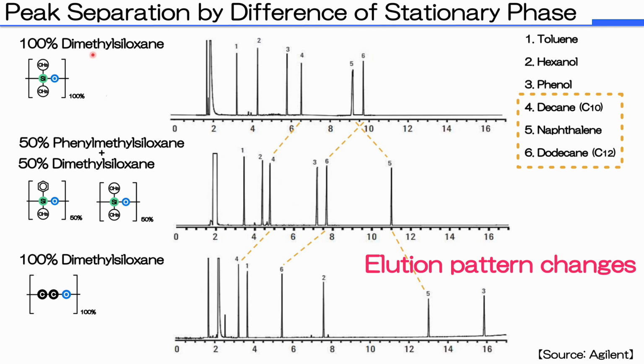This is an example of peak separation when you use a different stationary phase. All the analytical conditions are the same except for the polarity of stationary phase. To show the difference more easily, I have highlighted decane, naphthalene, and dodecane in yellow. You can see that the pattern of peak separation differs. This comes from the difference of interactions between compounds and the stationary phase.